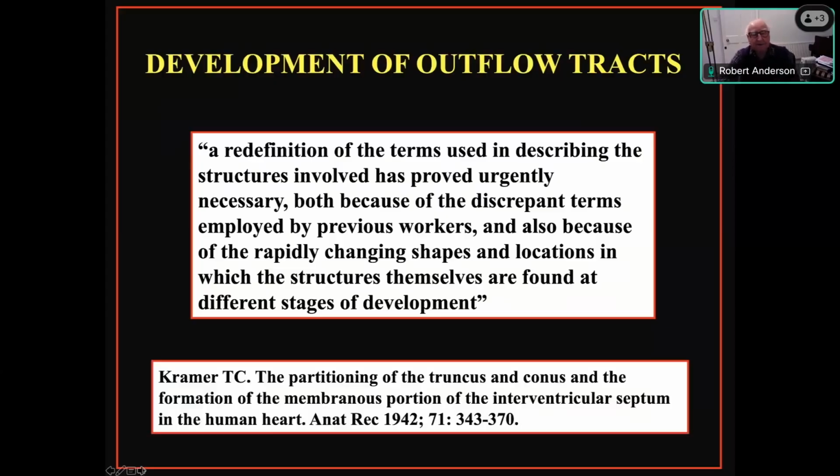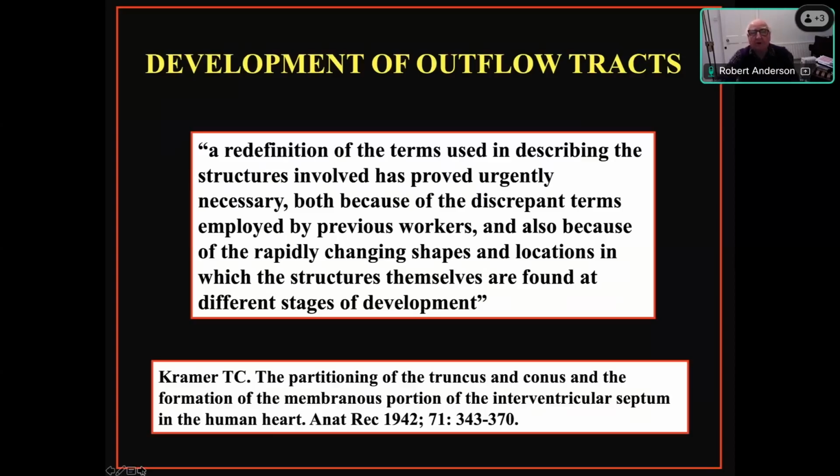In fact, this statement comes from that of Theodore Kramer, and it was published a long time ago, in 1942. And 1942 was an important year, not only because Kramer published this important paper on development of the outflow tracts. It's very important for me because that is my birth year. So I am as old as the paper published by Kramer on development of the outflow tracts.